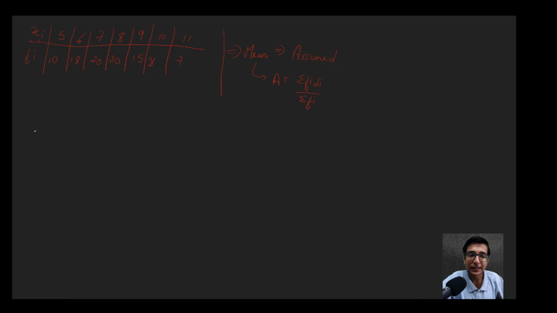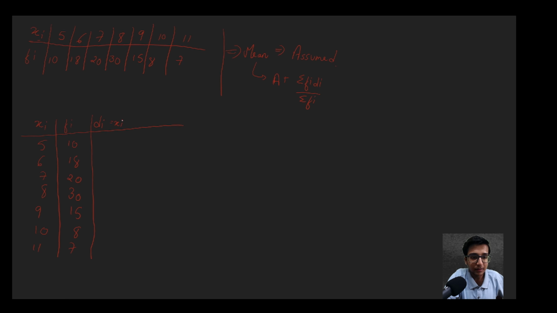So first let's make a table. Again, doing the same thing, making the table would make your calculations easier, and you would avoid any mistakes that can happen during calculations. 5, 6, 7, 8, 9, 10, 11, 10, 18, 20, 30, 15, 8, 7. Now from here you can calculate di.